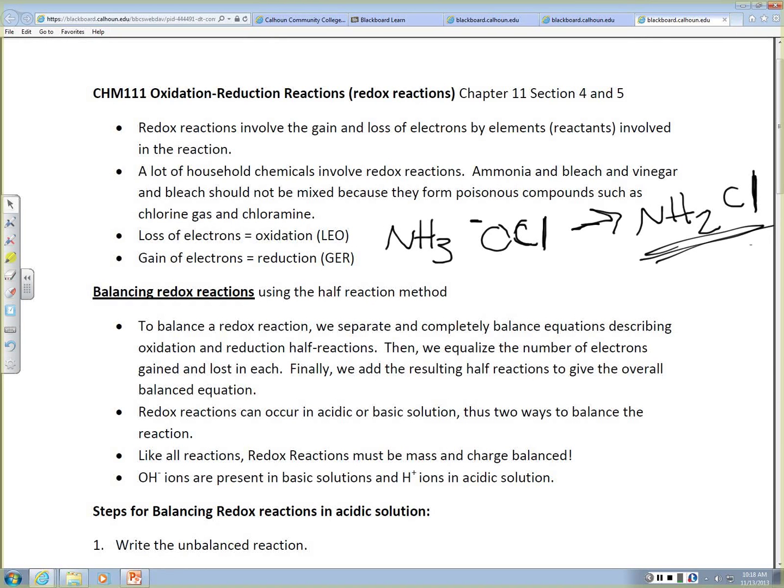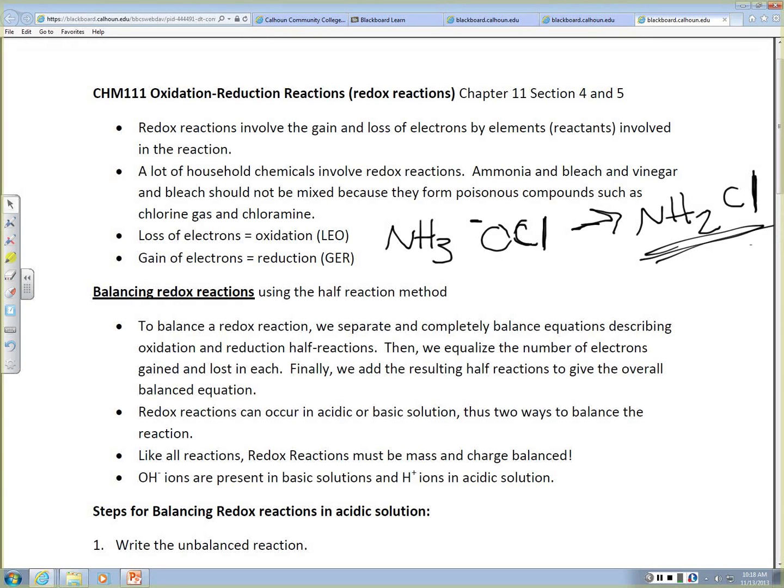The difference here, this is just a summary of what we're going to be doing. When we're balancing redox reactions, we have to break them apart into what we call half reactions. We're going to take the reactant and the product that look alike, and put them together in an equation.